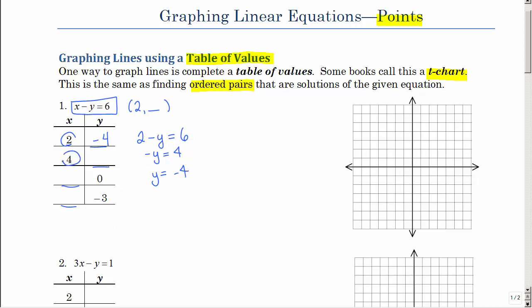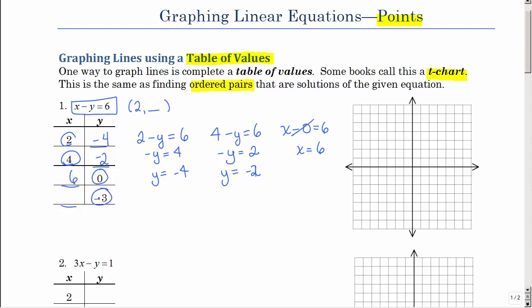Now I'm going to let x be 4. So I have 4 minus y is equal to 6. Subtract 4, divide by -1. Oops, and I get -2. Now we're going to let y equal 0. So I have x minus 0 equals 6. So that just means x is 6.